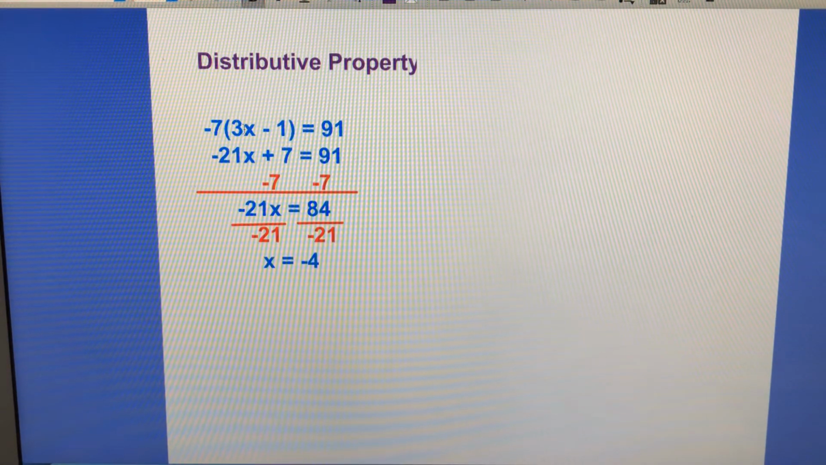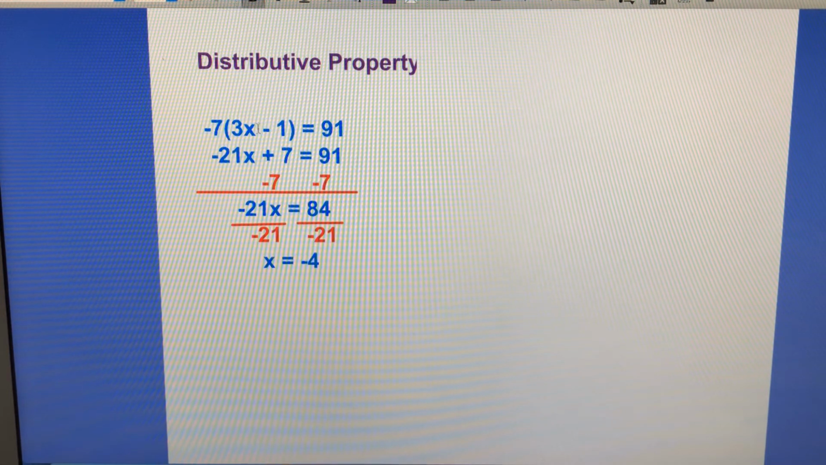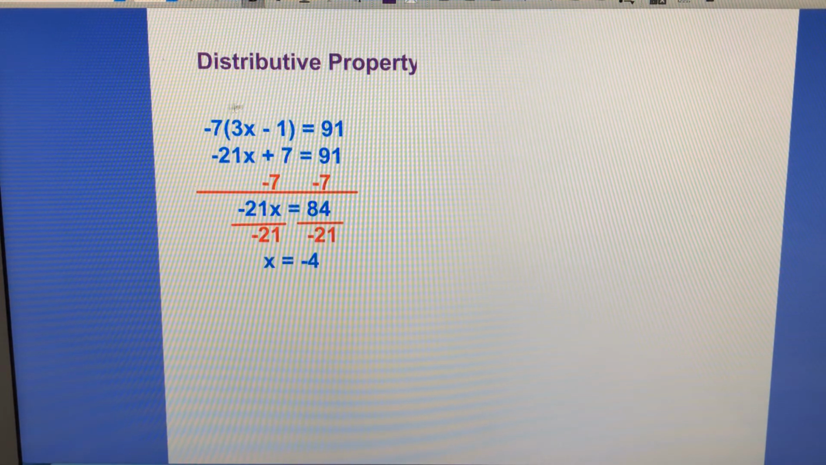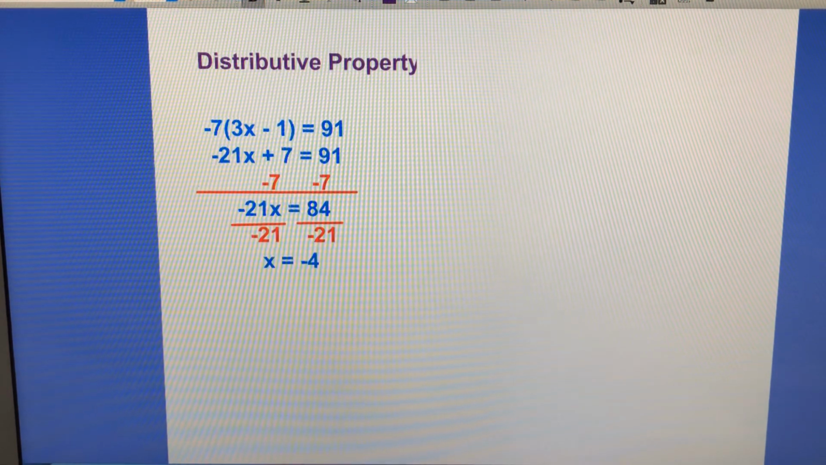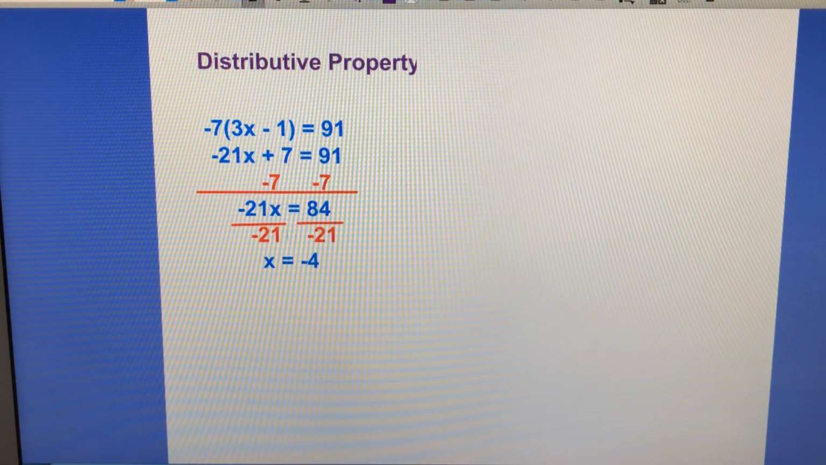Negative 7 times 3x, negative 21x. Negative 7 times negative 1, 2 negatives make a positive. You also see why the rules of integers are extremely important. Subtract 7, divide by negative 21, x equals negative 4.